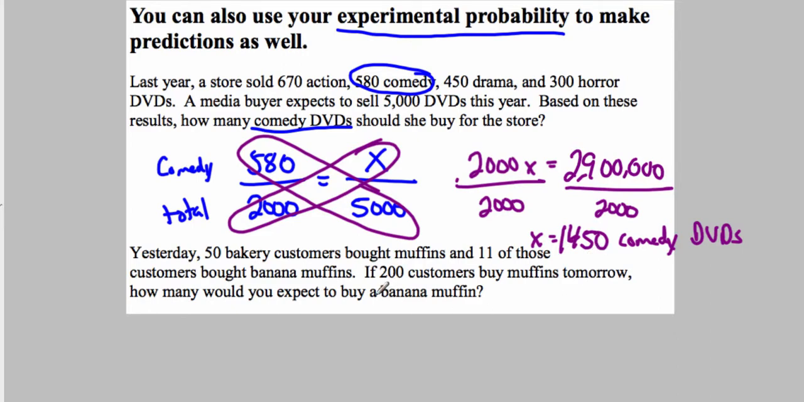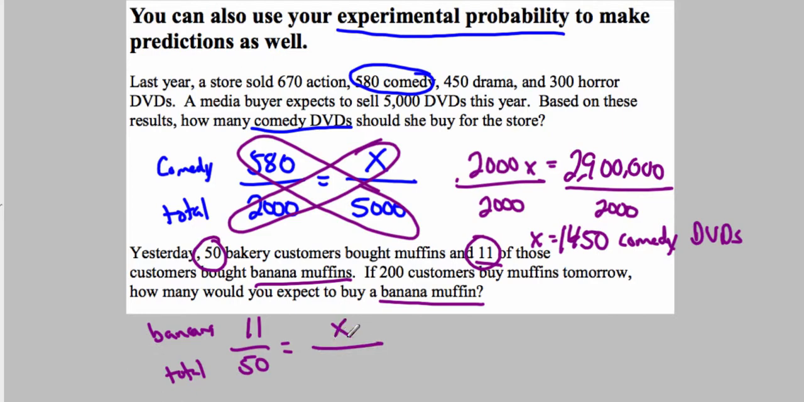Let's see if we can do one more. Yesterday, 50 bakery customers bought muffins, and 11 of those customers bought banana muffins. If 200 customers come in tomorrow, so we have a really busy day, how much would we expect to sell for banana muffins? Well, start with the information we know. Out of 50 total, 11 bought banana muffins. So 11 out of 50. So this is banana muffins over total customers. We want to know how much would that be out of 200.